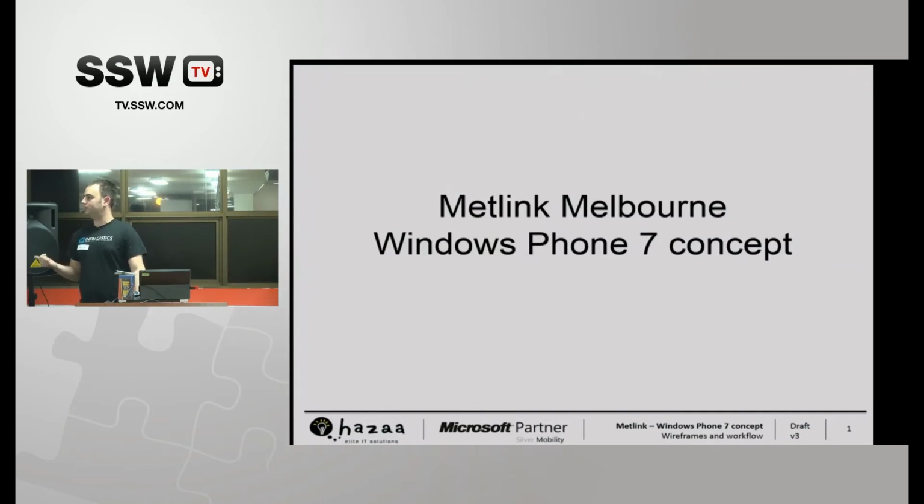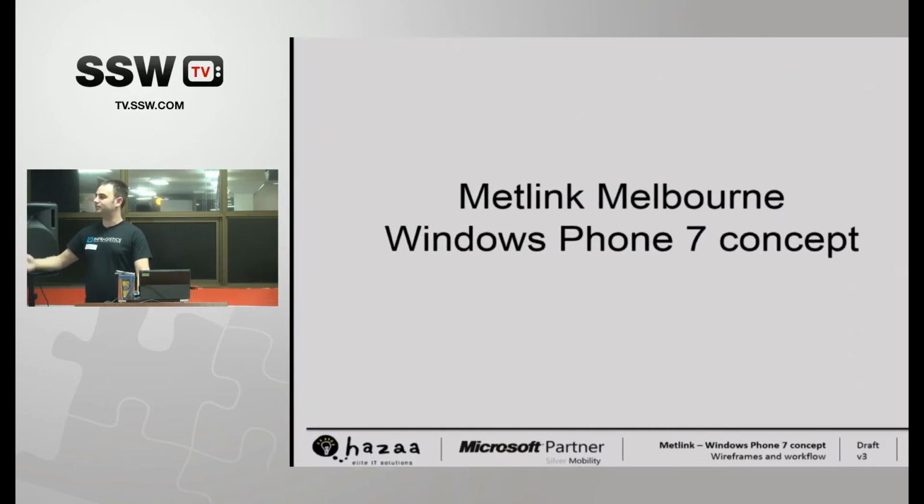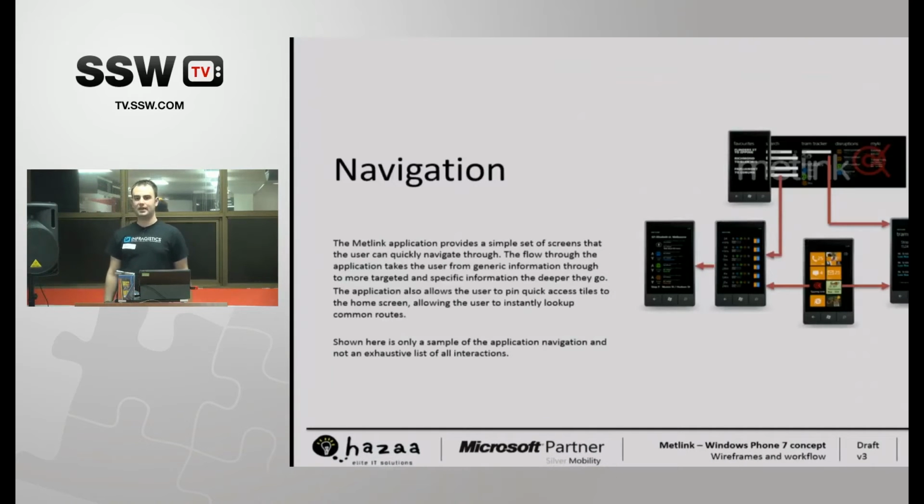So in Melbourne, we have Metlink Melbourne. So I just threw together a quick Windows Phone 7 concept for them to try to create a travel application for them. Now, I went into Photoshop. I spent a few days in Photoshop using templates to create a whole bunch of screens to show them a bunch of different screens in this application.